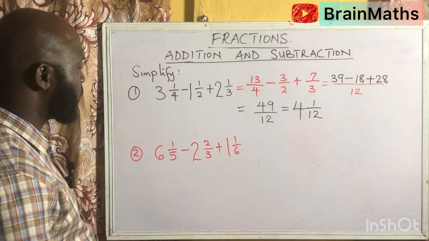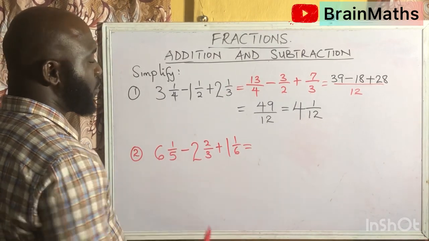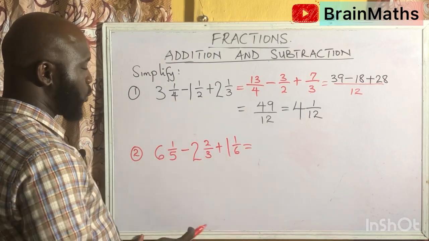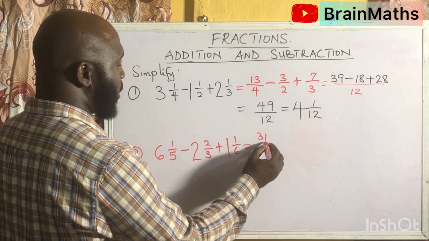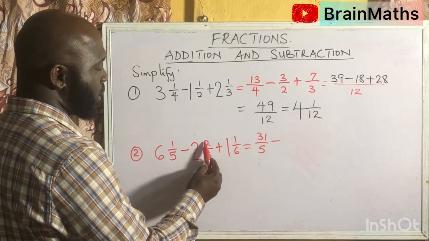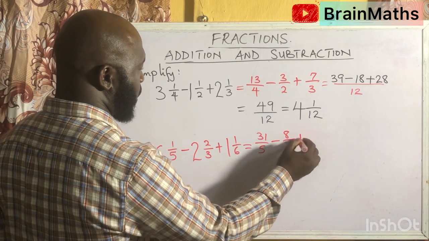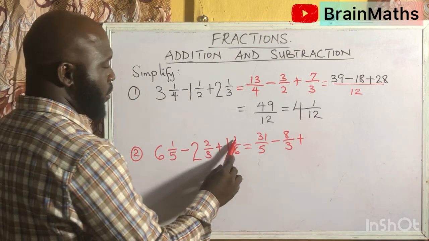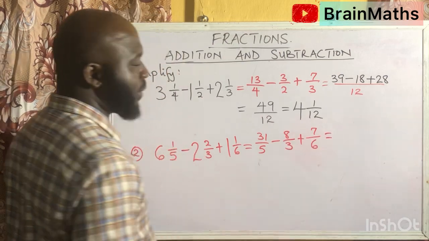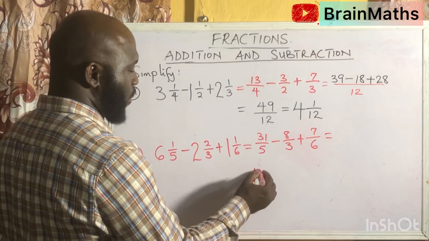Then the second question. The first thing we are going to do here also is to take each one of them to their improper form. 6 times 5 will give us 30. 30 plus 1 will be 31 over 5 minus 3 times 2, 6. 6 plus 2, 8 over 3 plus 6 times 1, 6, plus 1, 7 over 6. So the next is to find the LCM of these three numbers.